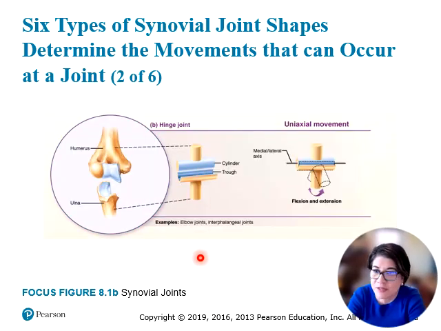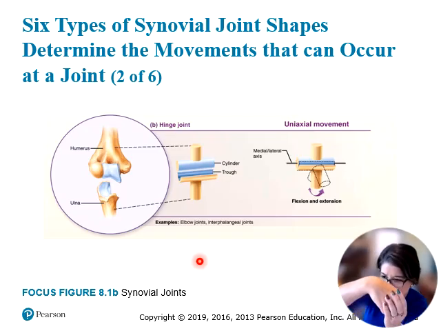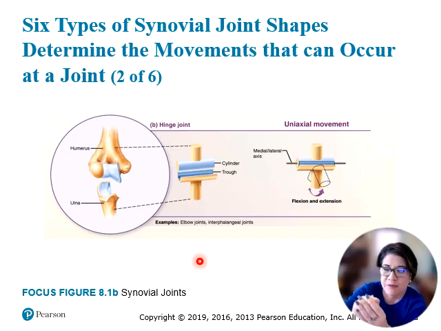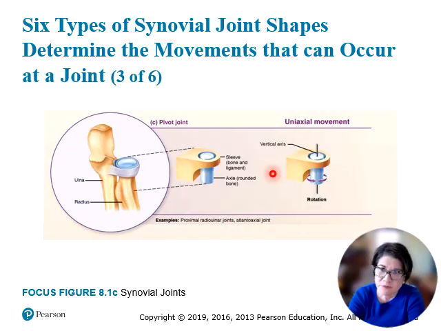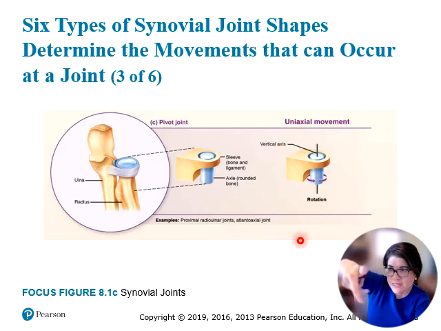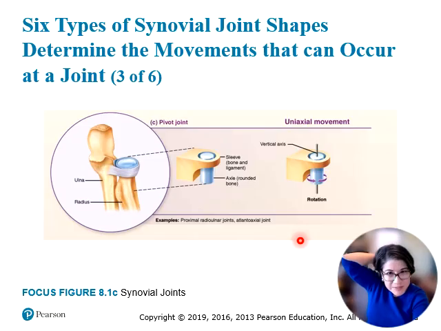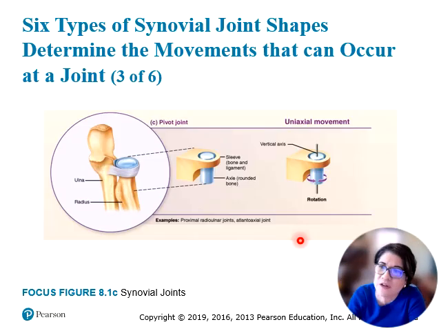And then you have a hinge joint, so you can think of a hinge in your cabinets. There's a trough and a cylinder, just like a hinge, and it moves like this, not twisting, but a rotating motion. And then you have the pivot joint. Pivoting is rotating on a vertical axis. This is how your radius and ulna work. You've got your bone here, and then it's rotating in that axle, just like a wheel in an axle.